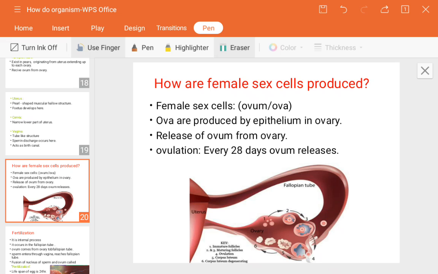Next, now you have understood how male and female sex cells are produced. Now you have to learn how fertilization takes place, or the mixing of both male and female cells. So these things we have to study under the fertilization process. I hope everyone has understood till now how the cells are produced from the male and the female. So now we are going to start the main portion.